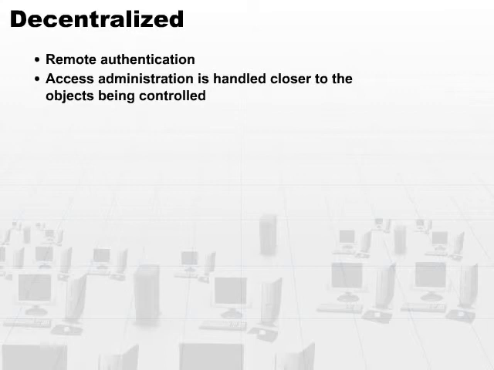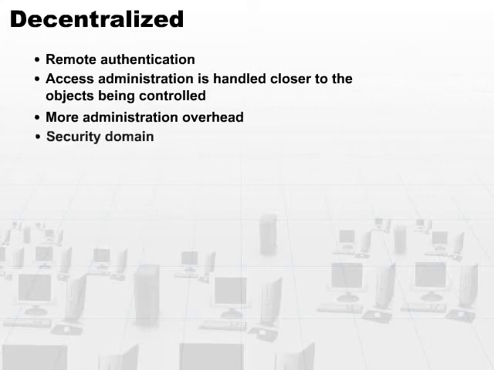In centralized authentication, everything is pulled up to one central authority. Decentralized, we're pushing it out farther and closer to the objects actually being controlled. Now, to do that requires more administration overhead because you may have multiple, in fact, you almost definitely will have multiple machines that contain authentication information as opposed to one central machine. One good example of that would be a security domain.